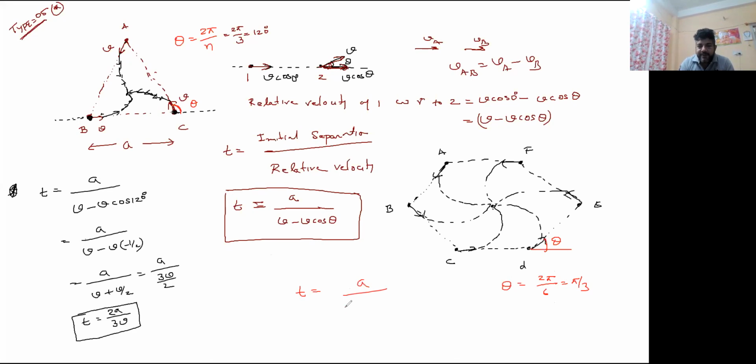A by V minus V cos 60 degree. So A by V minus V by 2, that is A by V by 2. 2A by V is my time. Got it? Is it okay? Yes, sir. This is type 5.